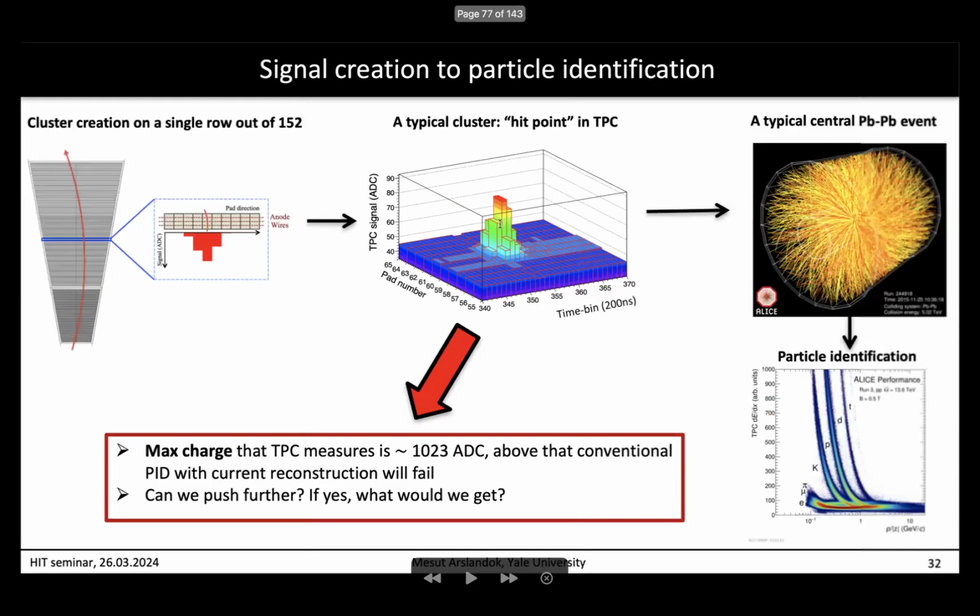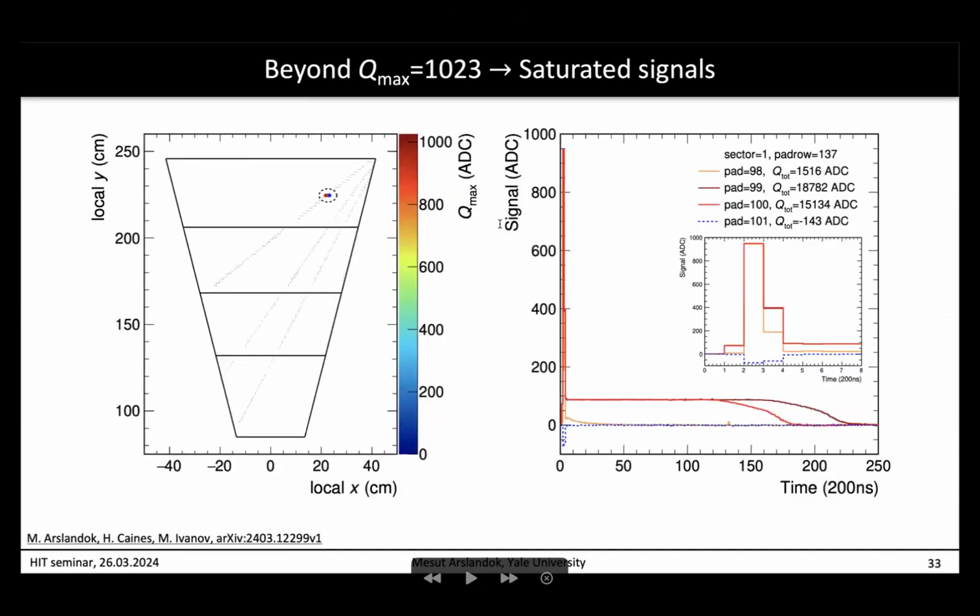And then the problem is the following. If we, for example, have some extreme ionization, what would it look like? This is a laser calibration run. We, for example, shoot some laser tracks here. This is an XY projection. And then if you look at this one cluster and you look at the signals, what happens? You hit the maximum and your chip cannot digest any further. It cannot go up, and then it gets stuck. And then it saturates for a long time, and then you go back to your baseline.